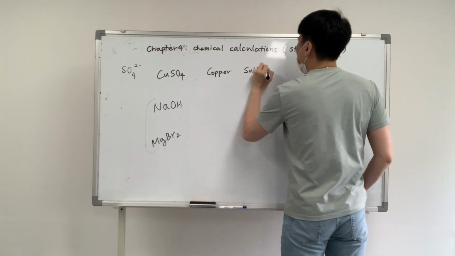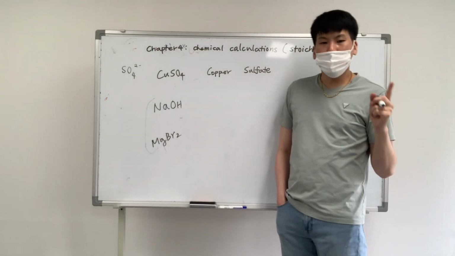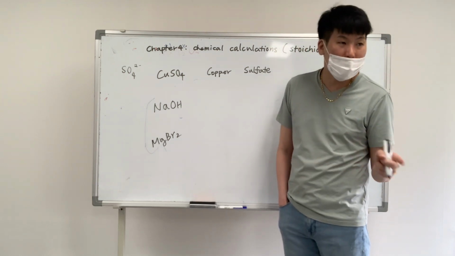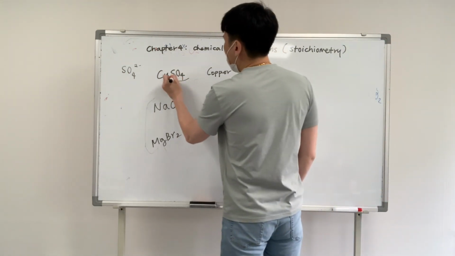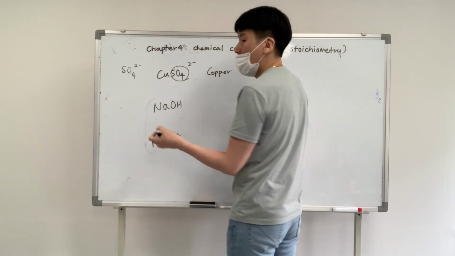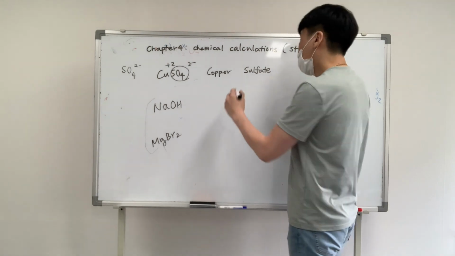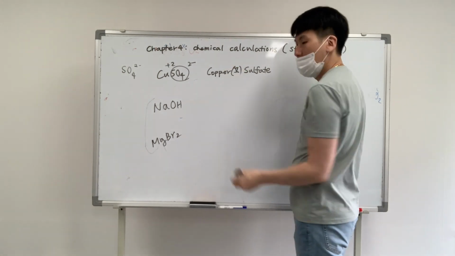However, when we use the transition metal, what was the rule? We use Roman numeral to indicate the charge. If this one has 2 minus charge, that automatically implies this guy has positive 2 charge, right? So it should be copper 2 sulfate.